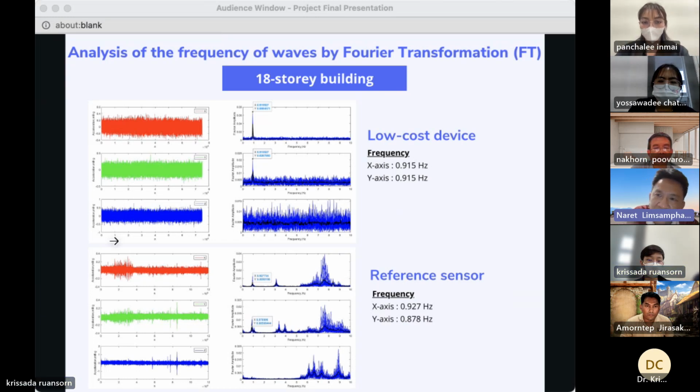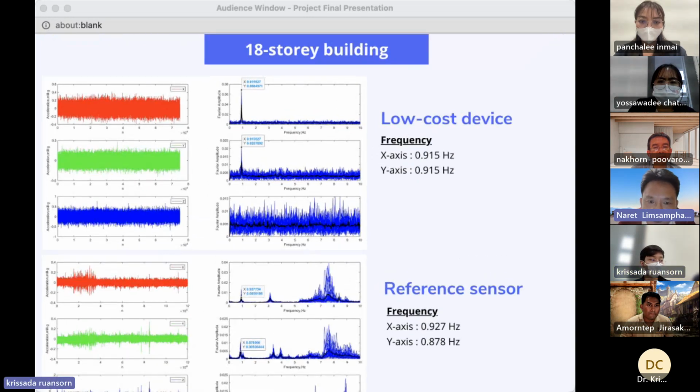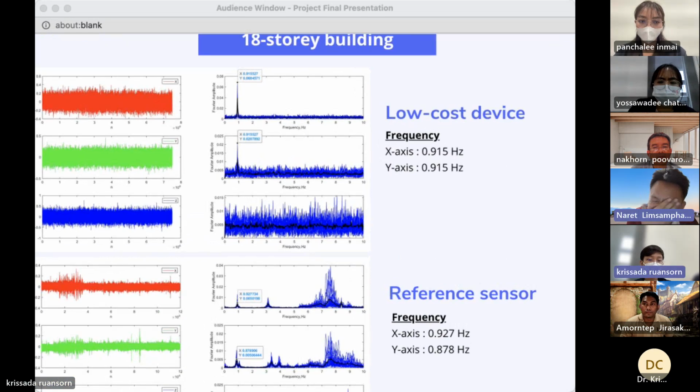195 is the vibration in x and vibration in y, the frequency is 195. But from the graph of the Fourier transform, the height of the peak, are they close together between the low cost and the reference one? Y is 0.068, right? Can you zoom it?